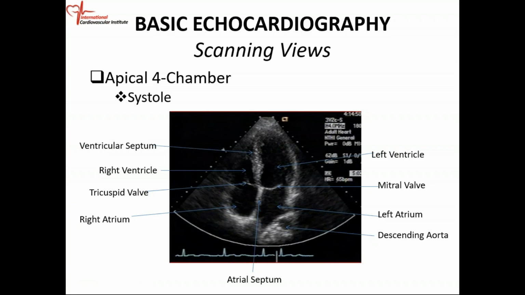So remember how to get it. The transducer is at the apex, which is the mid-clavicular line and the fourth or fifth intercostal space. The marker is towards the 4 or 5 o'clock position, and you're going to make minuscule adjustments to get an image looking like this.